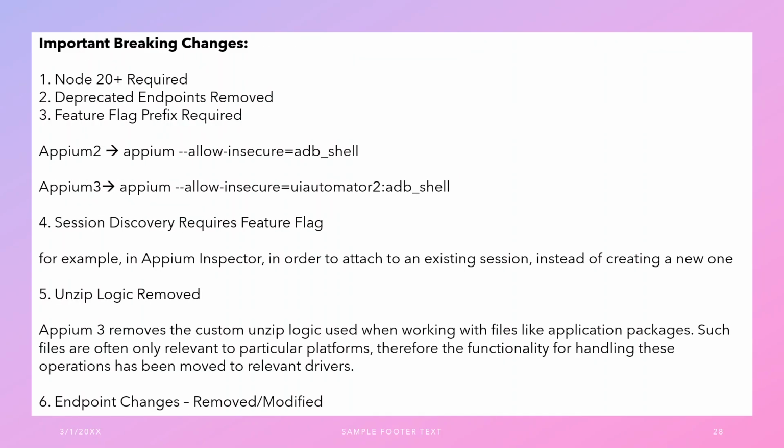Okay. And next one is the important breaking changes here. So we need to know these changes here. The first one we have already discussed is Node 20 plus required. When you're working with APM3, make sure that your Node version is 20 or more. That is one important breaking change in APM3.